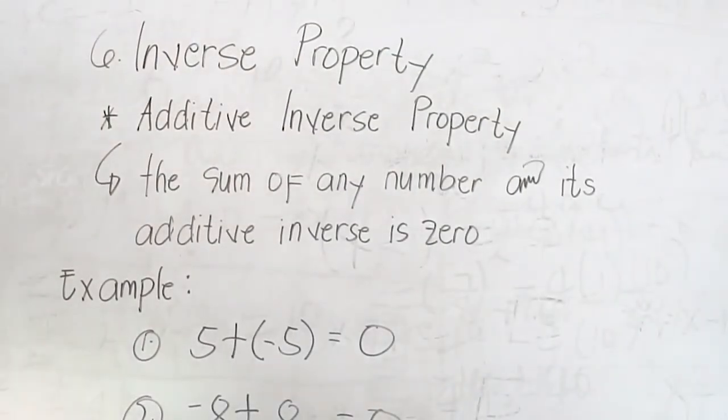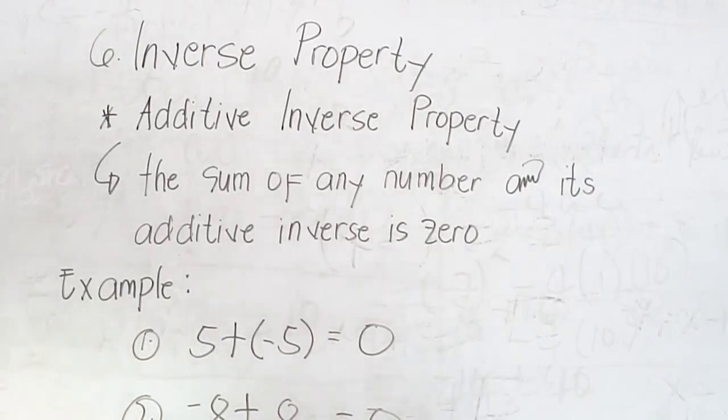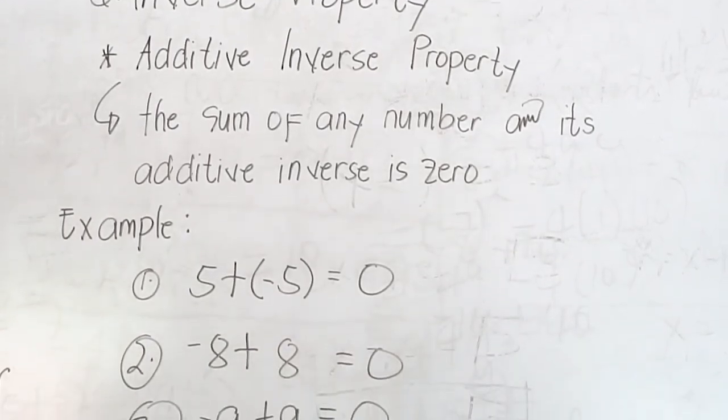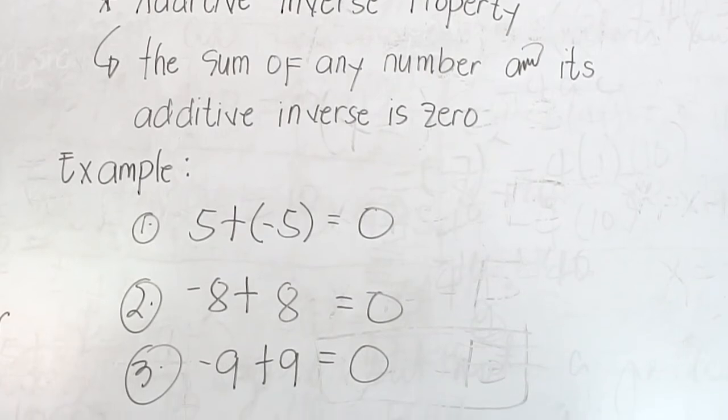Number 6, inverse property. So first is additive inverse property. So the sum of any number and its additive inverse is 0. So example number 1, 5. So positive 5, its inverse is negative 5. So positive 5 plus negative 5 is 0.